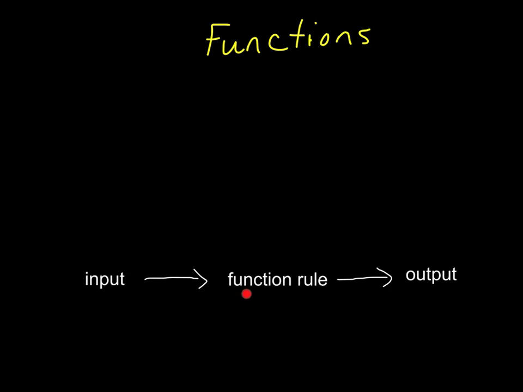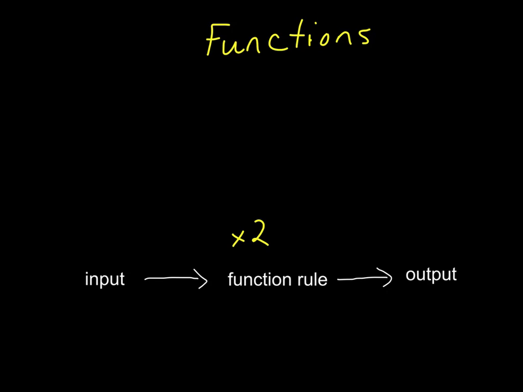There is a function rule, and a function rule is just anything that you're going to add or subtract or multiply or divide, or maybe any combination of those, but what you'll do to the input number, and that gives you the output. So let's say that our function rule was to times by 2.